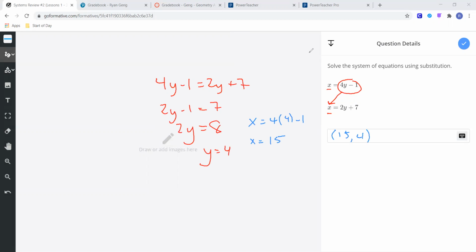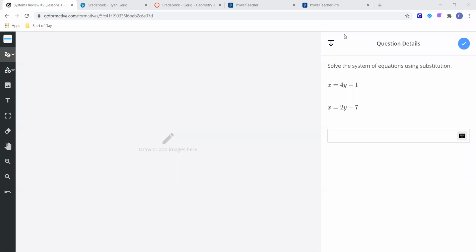Good idea to check it at the end. Put 4 back in for y. 2 times 4 is 8. 8 plus 7 is 15. It works. Okay. Clear that. Move on to the next one.